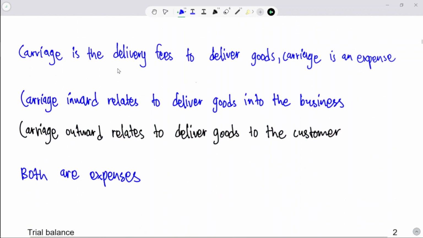Let's say carriage. Carriage means the delivery fees to deliver goods, so it's an expense. As you can see here, carriage inward is when you deliver goods into the business. Carriage outward is outside the business to the customer. You can note that both are expenses.